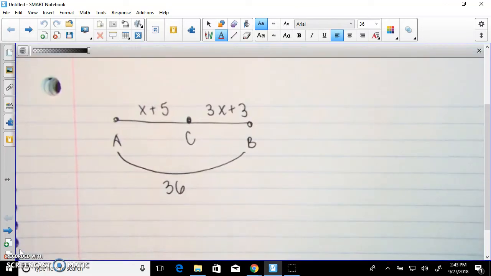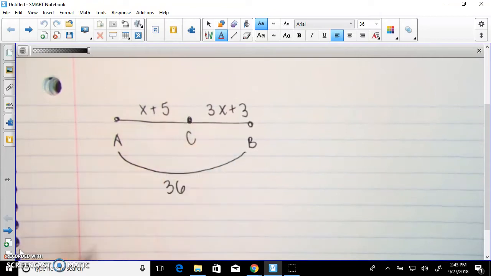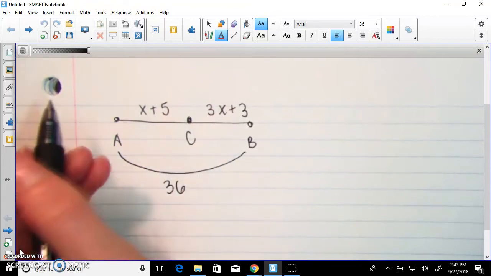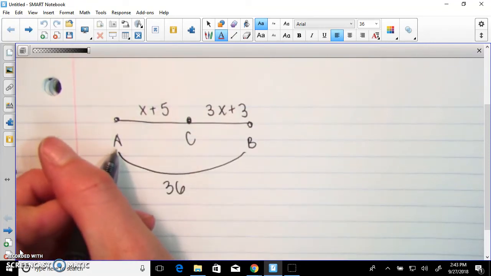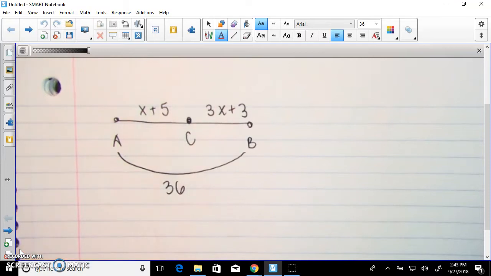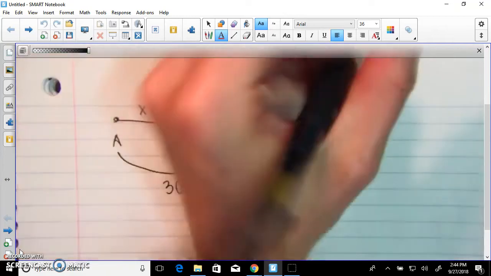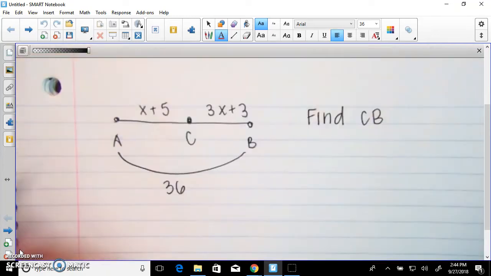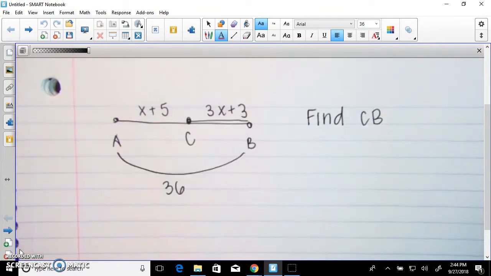In our next example, we're given a figure, segment AB, with C somewhere in between, and then they say that AC is x plus 5, and then CB is 3x plus 3, and then the total distance between A and B is 36. So we're going to use this information to find CB. Okay, find CB. So eventually we want to find this length right here.